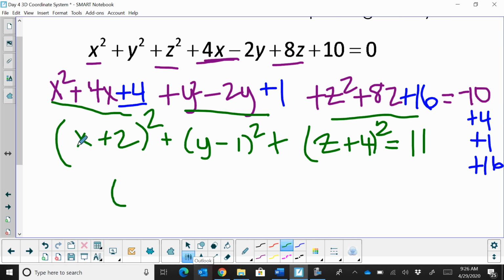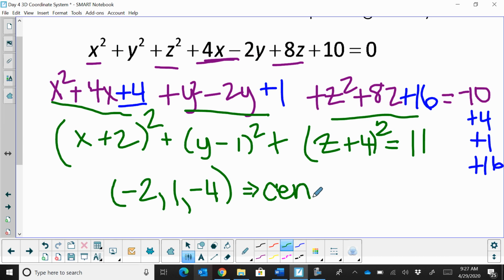My center is always x minus h. So that's going to be a negative 2 for the x coordinate. y minus k, so k is just positive 1. And z minus j, so that's going to be a negative 4. So I now have my center. That's the center of my sphere. And then my radius would be the square root of 11, because this is equal to r squared. So it would be the square root of 11.